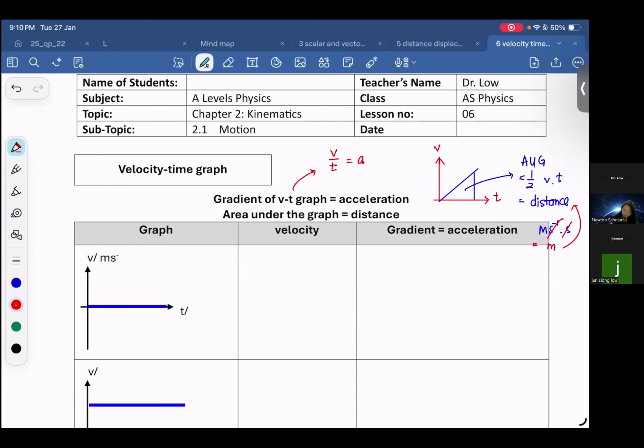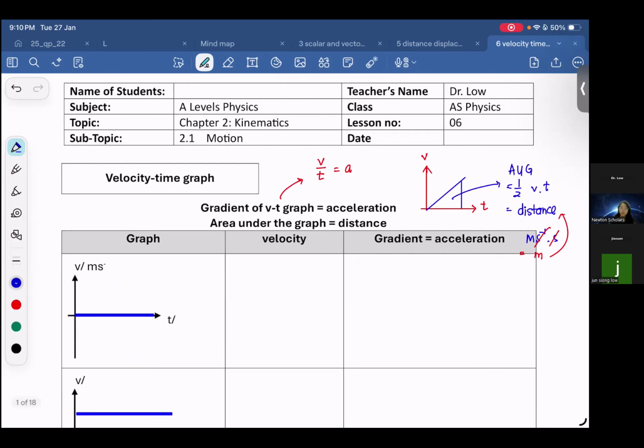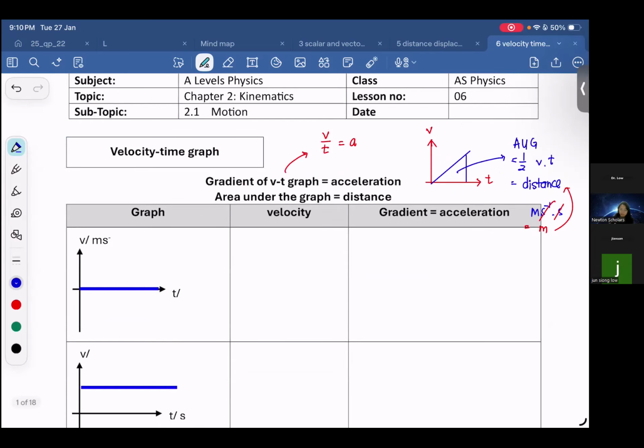Okay, good job. Dear, we look at the first graph here. What is your velocity for your graph number 1? Any velocity value? No, right? Because it's at 0 here. So this one is 0. No velocity. Is there any gradient from the graph? No. No velocity, no gradient, no acceleration. What does it mean? Object at rest. Get it? No speed, no velocity, of course not moving.